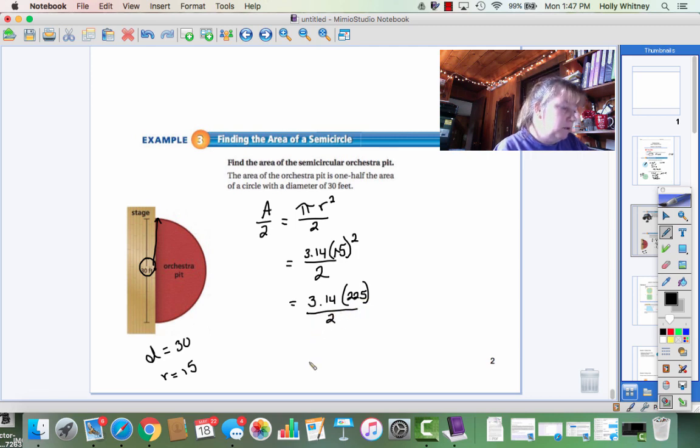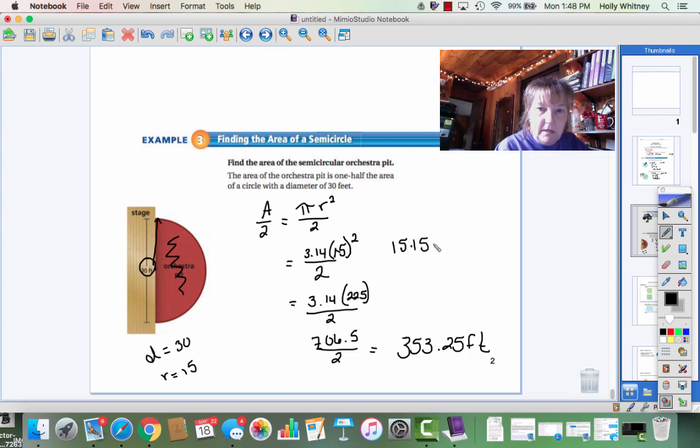3.14 times 225 is 706.5. Divide everything by 2, and we end up with 353.25 feet. And that's the area of the orchestra pit, which is half of a circle. Oh yeah, 15 times 15 gives me the 225, just to explain where that number comes from.